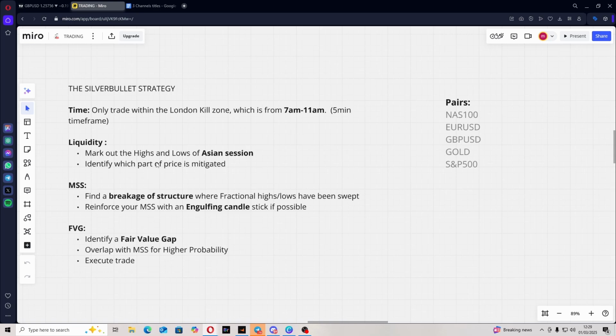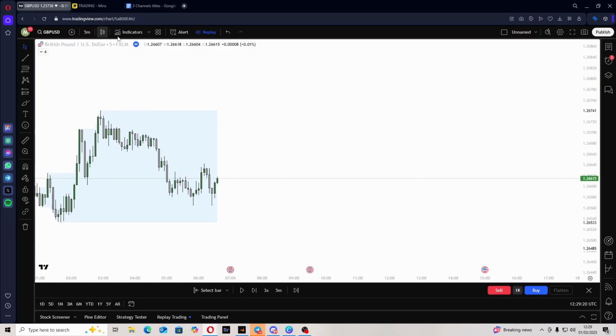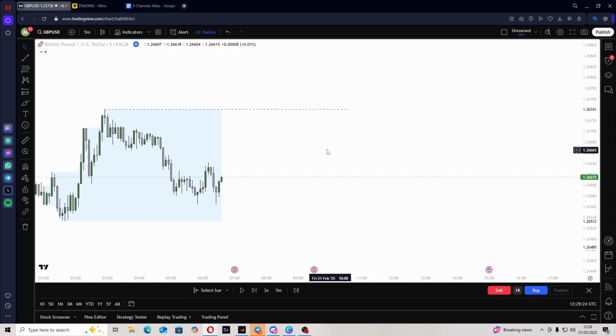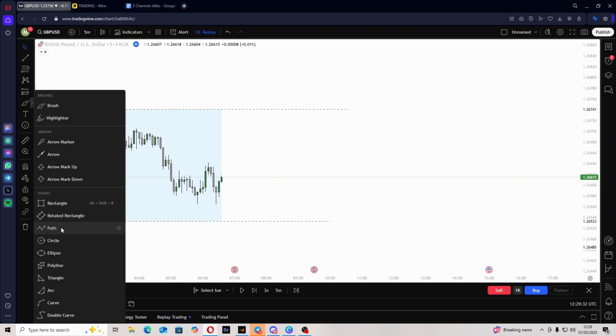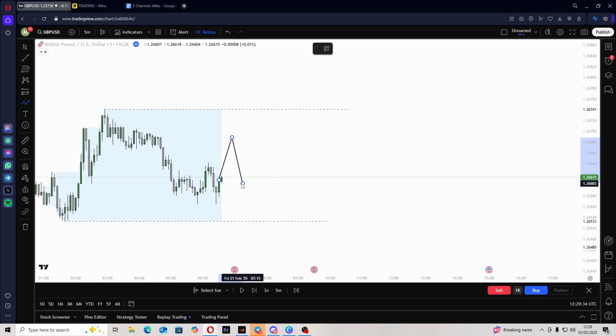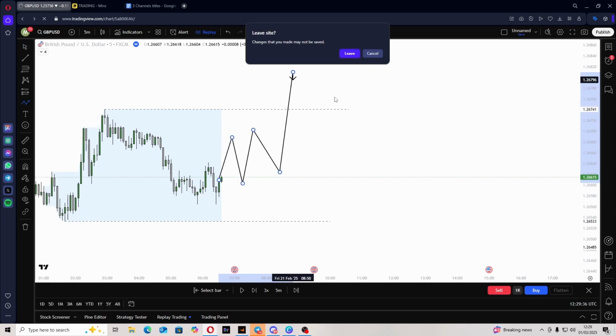Also, what I need you to do is mark out the highs and the lows of the Asian session, and we need to identify which part of price is mitigated. Let me tell you exactly what this means. So we mark out the highs, which is right here. That's the highest point of the Asian session in this range, and this is the lowest point of the Asian session in this range. So what we need to do now is identify which part is mitigated, which means we're just going to let price do whatever it wants to see which part of price actually gets mitigated.